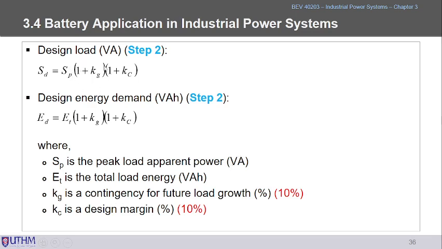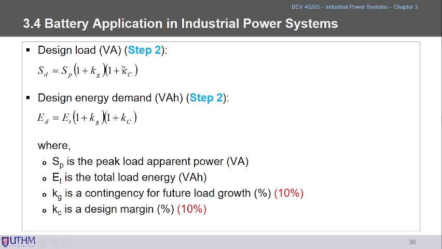Plus, of course, we have some factors to be considered. For example, here we have kg. What is the kg? Kg is the contingency for future load growth factors. So normally we take it as 10%. That means we need to consider an extra 10% for this case, just for the future load growth.